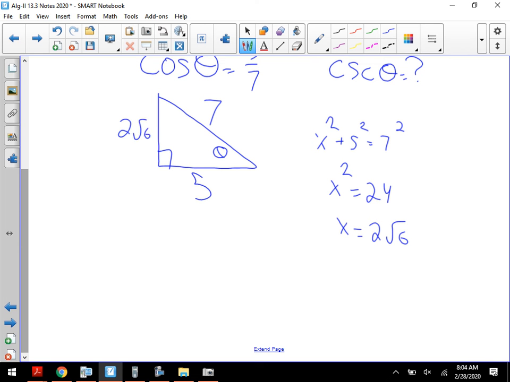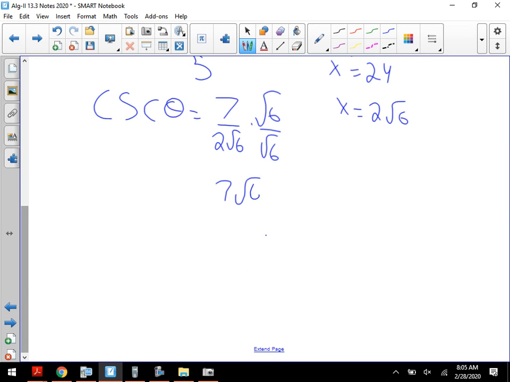Cosecant is a reciprocal trig function of sine. Very good. Sine is what over what? Therefore, cosecant would be hypotenuse over opposite. So the cosecant in this case would be 7 over 2 root 6, but that's not correct. What do we have to do? Rationalize. You'd multiply top and bottom by root 6. From here, you'd wind up with 7 root 6 all over 12, and you'd call it a day.